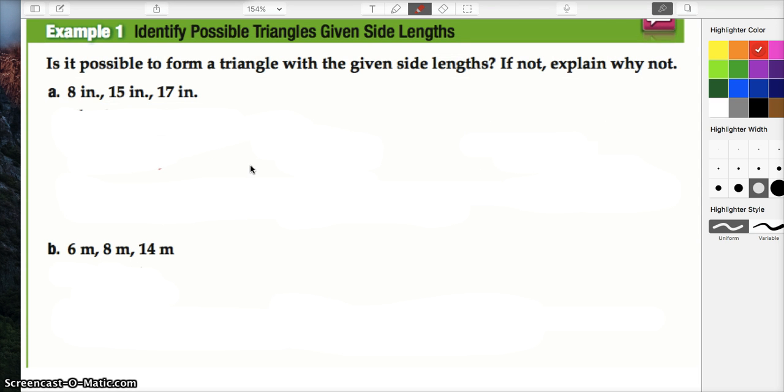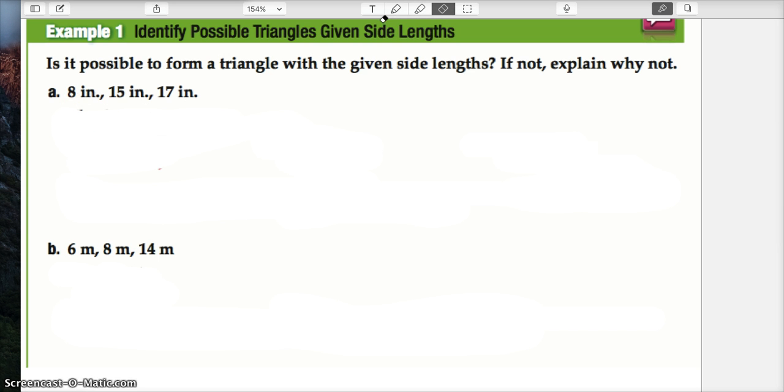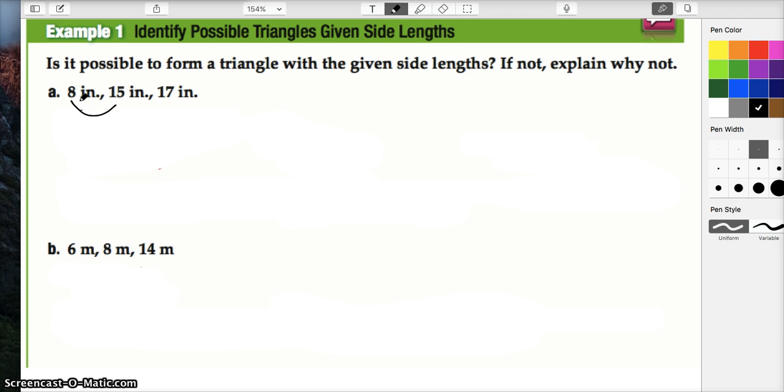So here in example 1, we're going to identify possible triangles given side lengths. So if I've got 8 inches, 15 inches, and 17 inches, will this make a triangle? Basically what we need to do is make sure that the sum of any 2 sides is greater than the third side, right? Well, what I like to do is make sure that the 2 smaller sides are greater than the larger one. So 8 plus 15 is clearly greater than 17. 8 plus 15 gives me 23 inches, and 23 inches is greater than 17 inches.